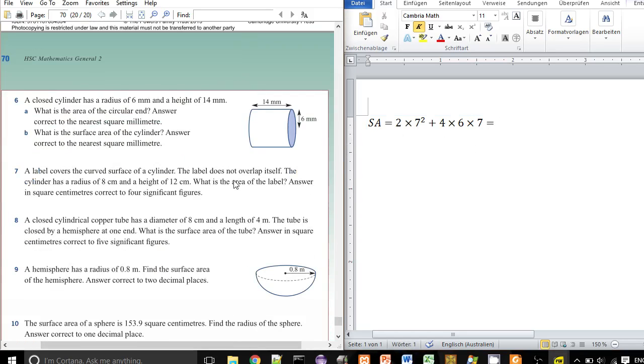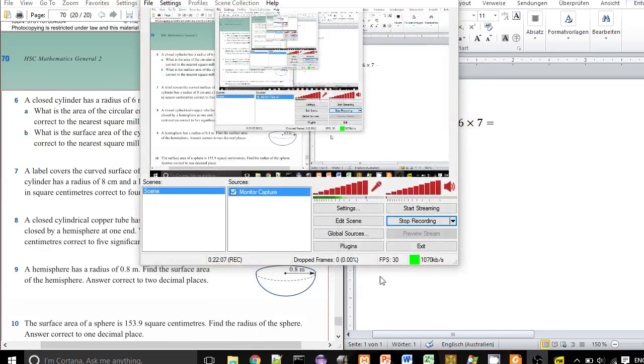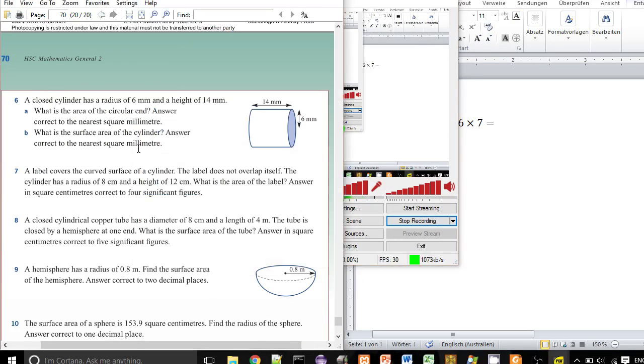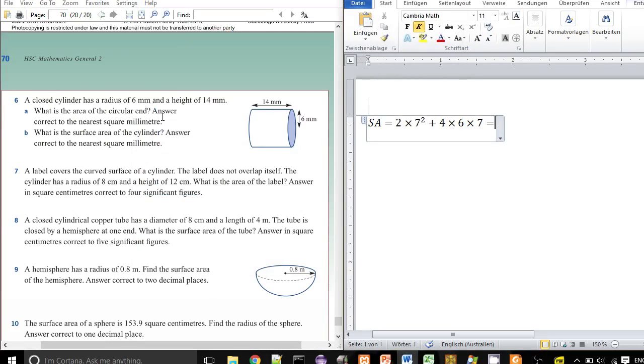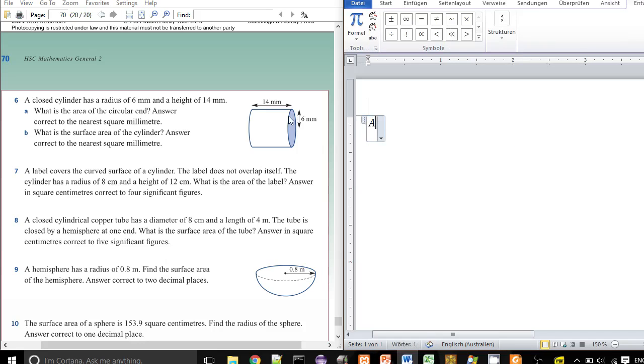Okay, let's move on. I want to check how much time this has been. 22 minutes. Alright, let's keep going. Closed cylinder. Okay, so the radius is 6, the length is 14. So the area of this closed cylinder means it includes both ends. Okay, so the area of this end is easy. It's the same as always. Pi r squared. So pi times 6 squared, whatever that is.